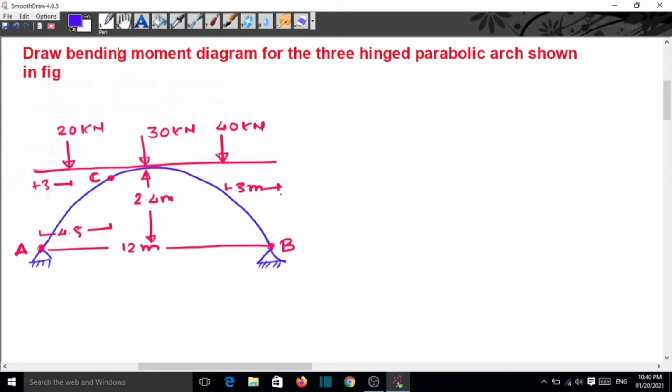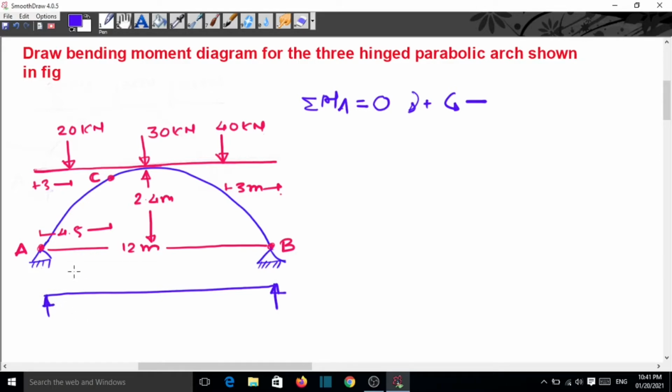Now take sigma MA equal to 0. Clockwise moments are positive and anti-clockwise moments are negative. Here we consider one simply supported beam. Now apply the loads: 20, 30 and 40. The spacings are 3 meter, 3 meter, 3 meter and 3 meter. This reaction is VA and this reaction is VB.